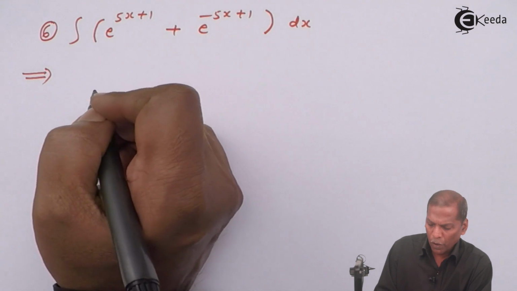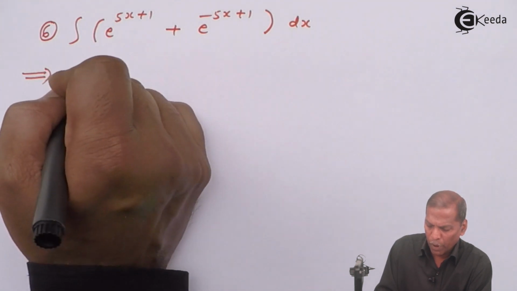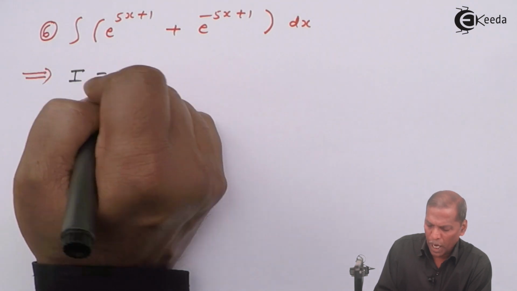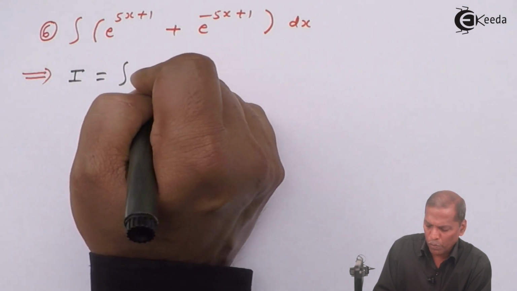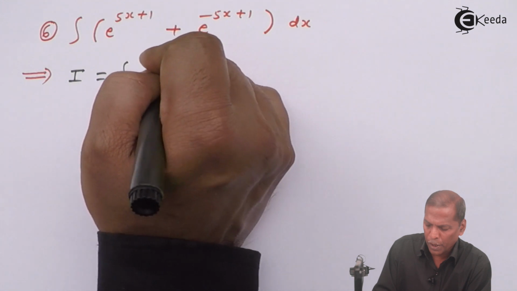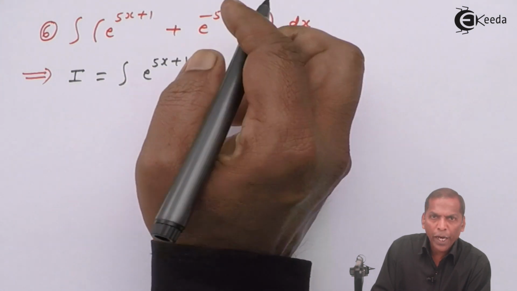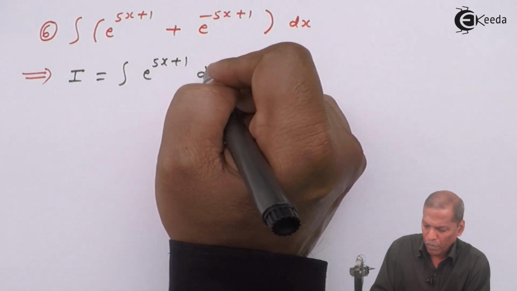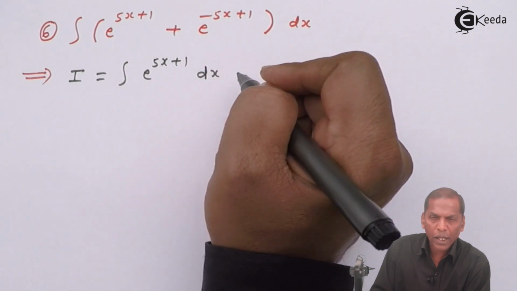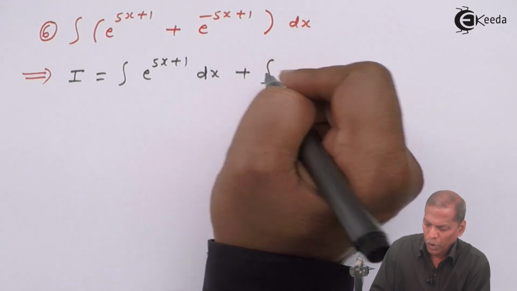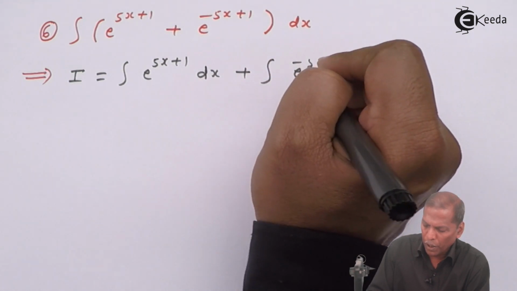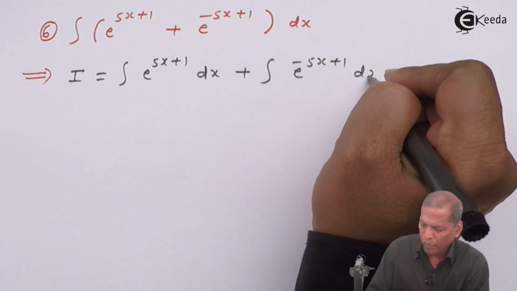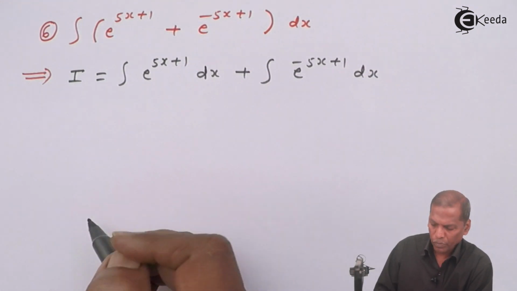First of all, we denote the given problem as I. It means I is equal to integral e raised 5x plus 1 dx plus integral e raised minus 5x plus 1 dx.